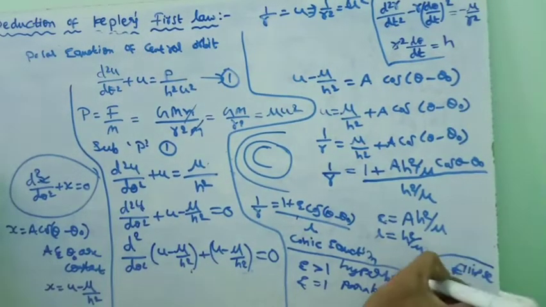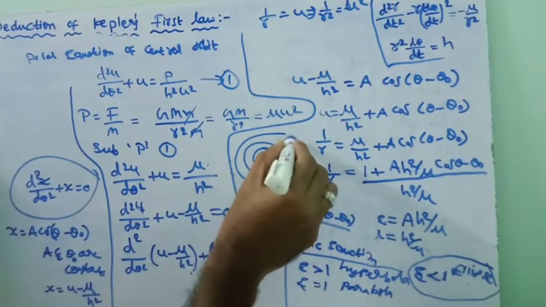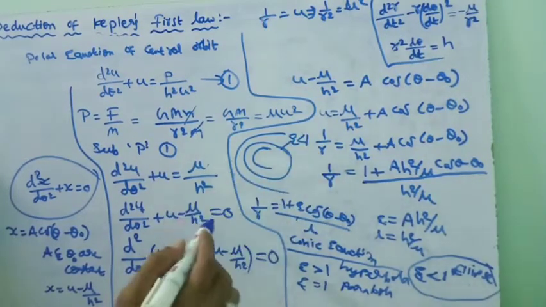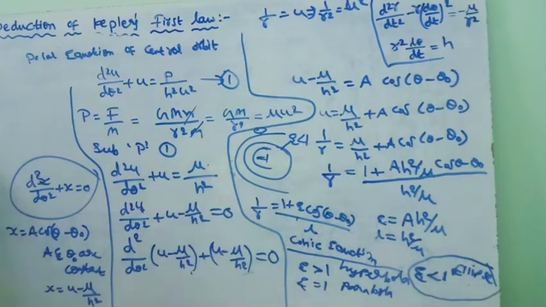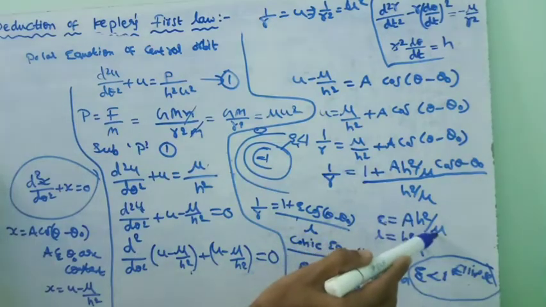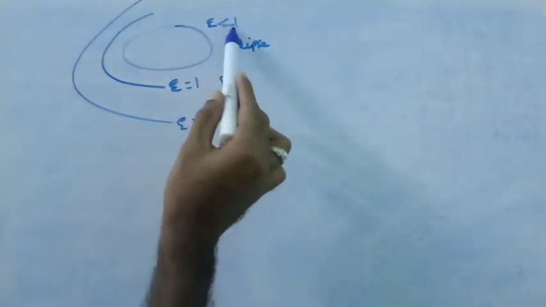We have to show that this eccentricity is less than 1. Then we will say that it's an ellipse. If eccentricity is greater than 1, it's a hyperbola. If eccentricity is equal to 1, it's a parabola. So we have to show eccentricity is less than 1. We will continue in the next section. We have to prove that the conic is an ellipse, which means eccentricity is less than 1.